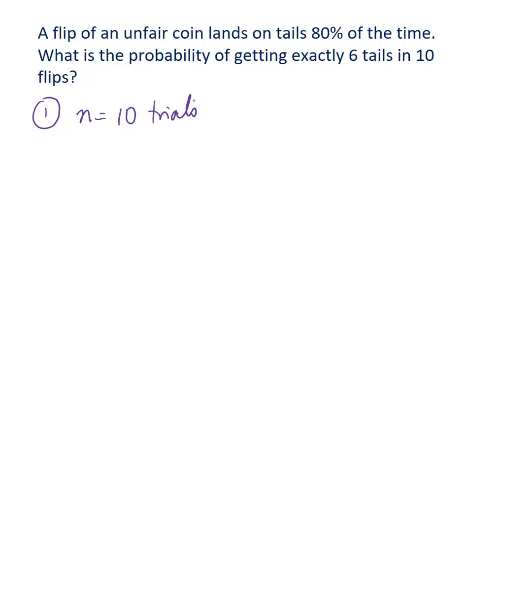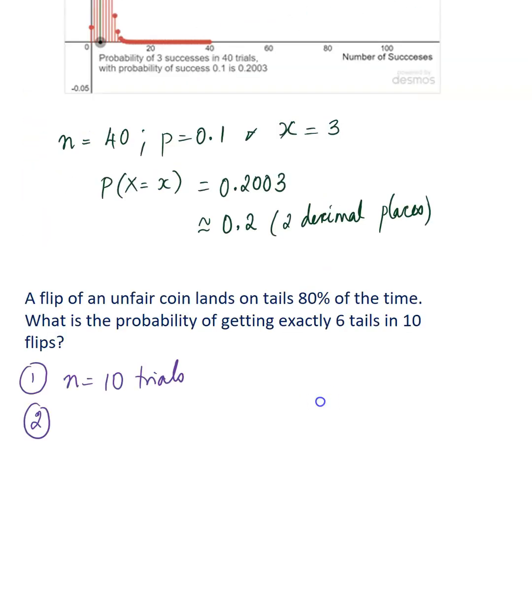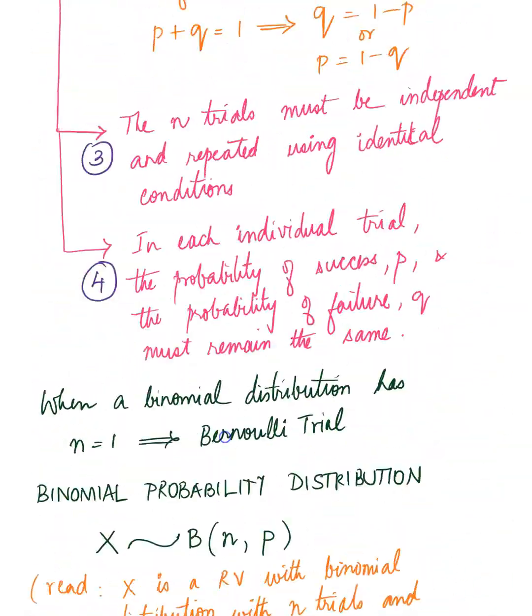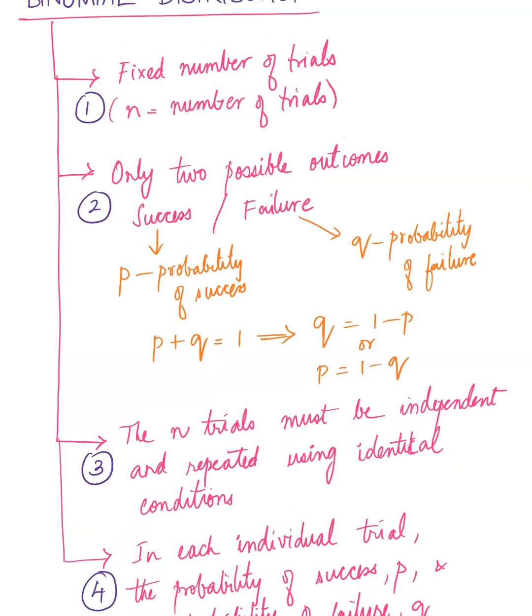So that's there. Then the probability of success. Let me take you to those conditions. It'll be easier for us to recall. So there should be only 2 possibilities, success or failure. In our case, there are 2 possibilities, heads or tails, right?